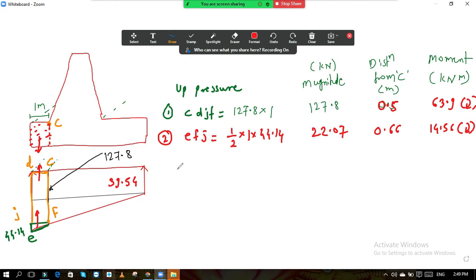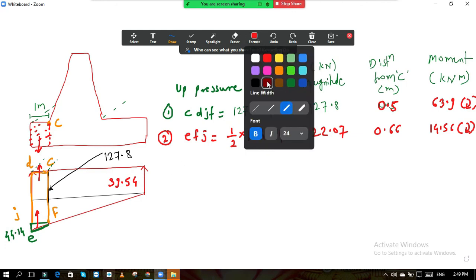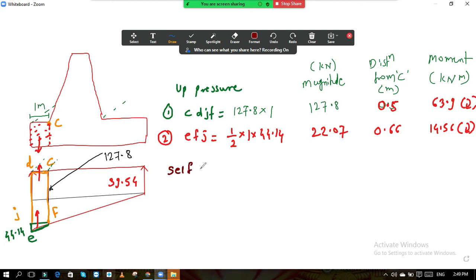So the self weight. Self weight किती आहे जर हे डिस्टन्स आहे 1, हे किती आहे? This is 0.4. It will be 1 into 0.4 into 25. So it is 10. CG कुठं हा सेंटरला ऍक्ट होणार आहे याच्या म्हणजे 1 च्या सेंटरला म्हणजे 0.5. So this moment is 5 kilonewton meter, but this is anti-clockwise.